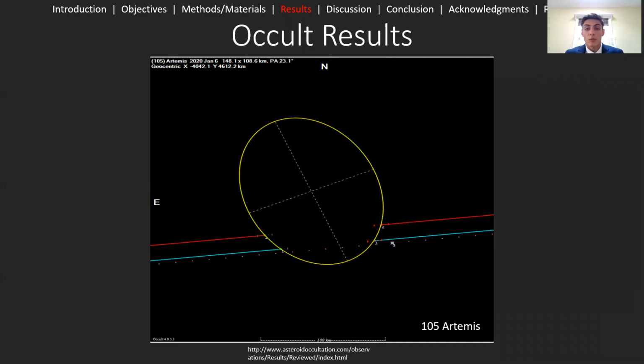The next step in the analysis process is uploading the data to Occult. Occult is a software that allows me to generate either an ellipse or a shape model of that asteroid, depending on how many positive observations were made. Here, for asteroid 105 Artemis, there were only 2 positive observations made on this asteroid, so I only was able to generate an ellipse, because a minimum of 4 positive observations is required for generating an instantaneous shape model.